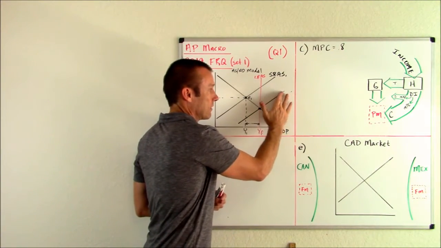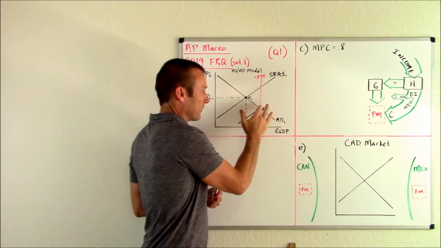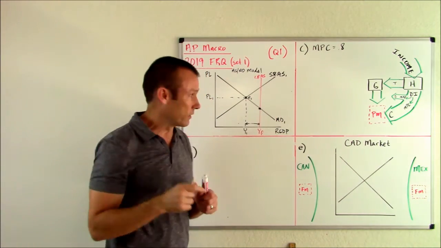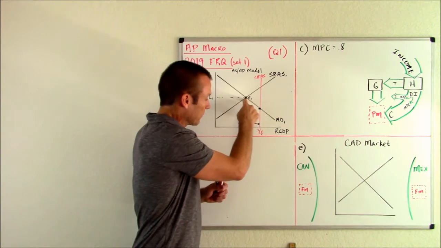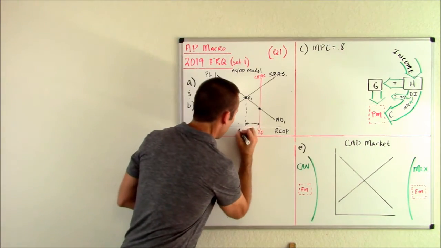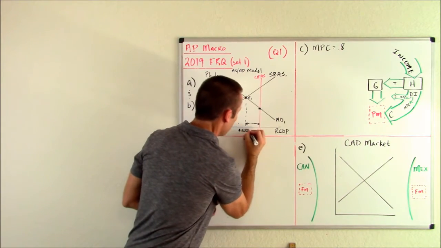That SRAS, that shifted because we waited on the long run. Remember, we're not waiting on the long run anymore, so I want to get rid of that. So again, SRAS and AD, when they intersect, that's where we're actually at. So I'm going to put 500 billion right there.